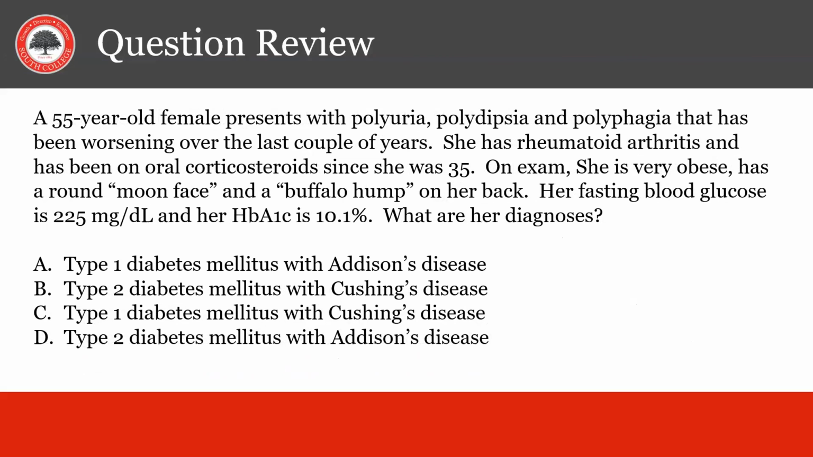A 55-year-old female presents with polyuria, polydipsia, and polyphagia that has been worsening over the last couple of years. She has rheumatoid arthritis, has been on oral corticosteroids since she was around 35. On exam, she is very obese, has a round moon face and a buffalo hump on her back. Her fasting blood glucose is 225 milligrams per deciliter, and her HbA1c is 10.1%. What are her diagnoses? What is your answer here?